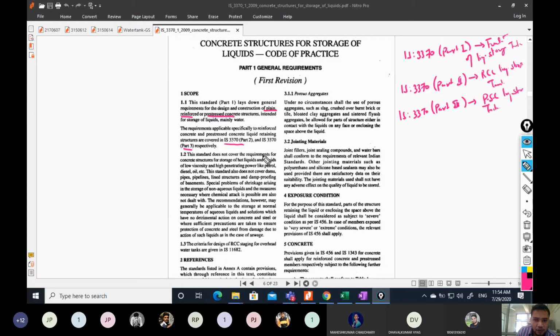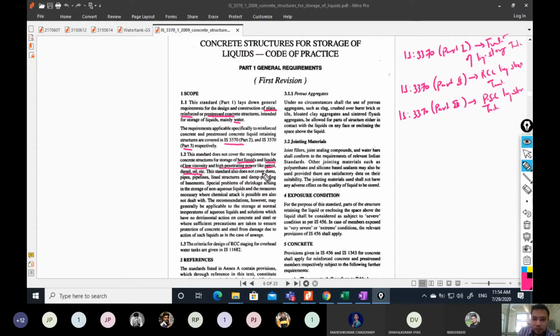This standard does not cover requirements for the concrete structure for storage of hot liquids. So it is not used for hot liquids and liquids of low viscosity and high penetration powers like petrol, diesel, oil, etc. For such chemicals or liquids, you have to use a different code. This code is specifically for water only.